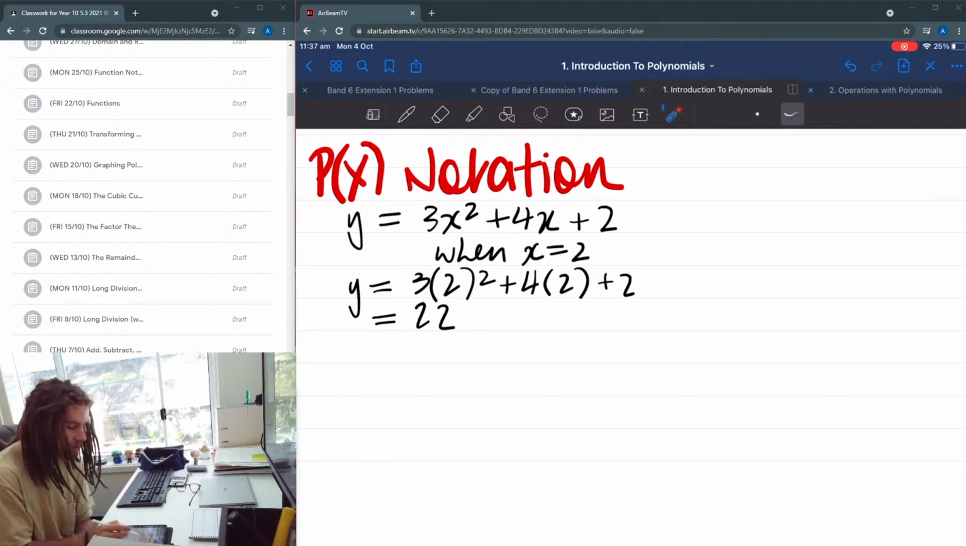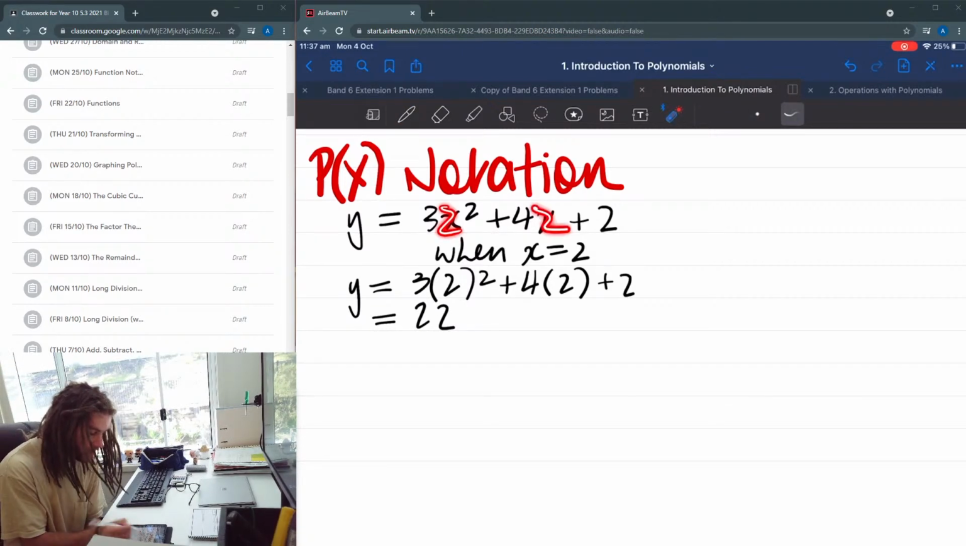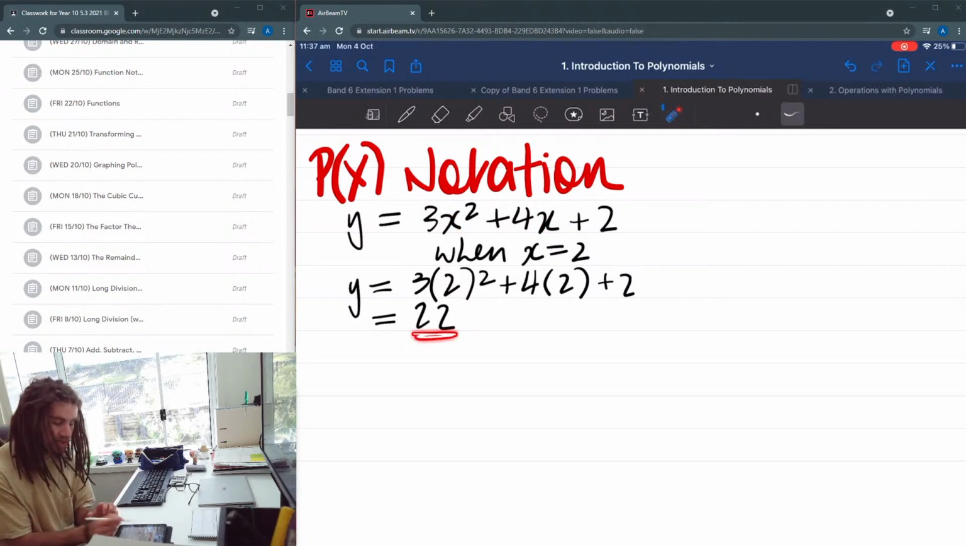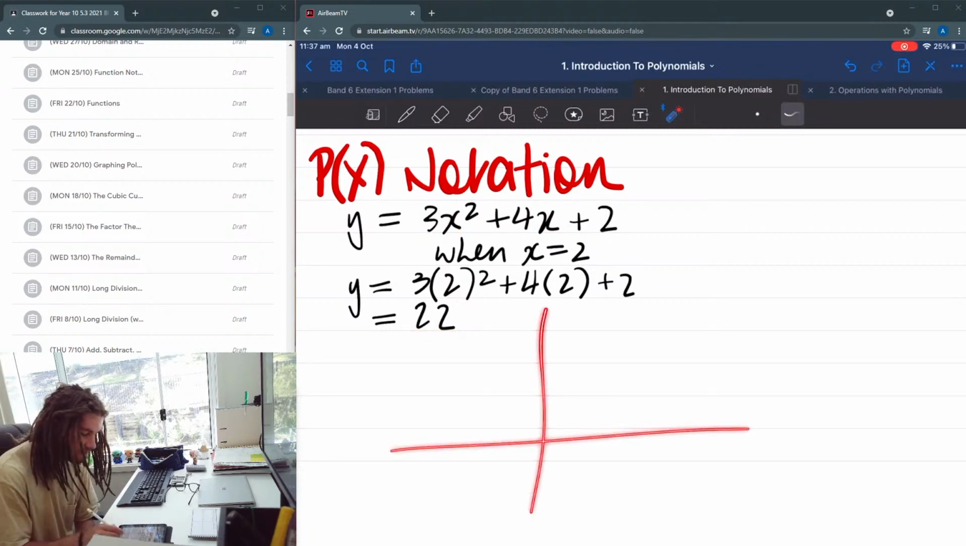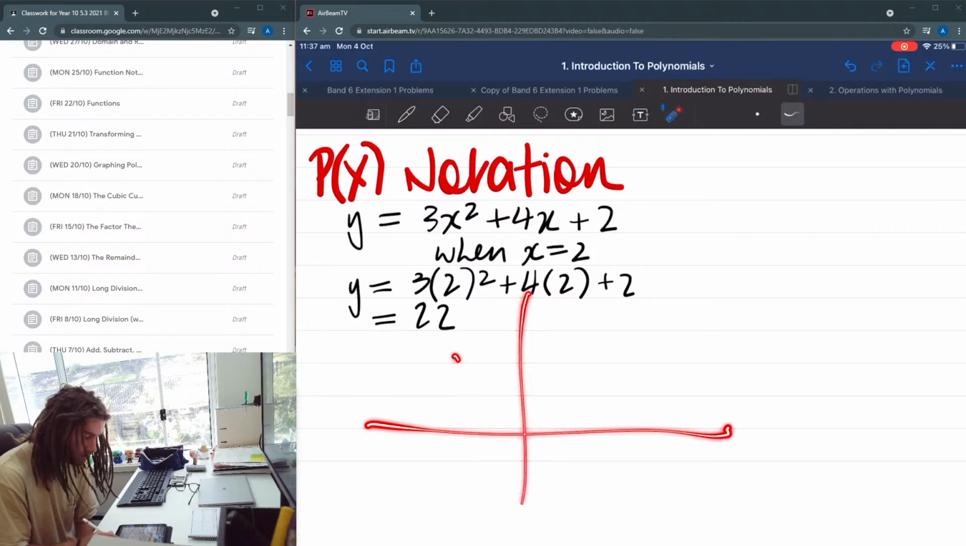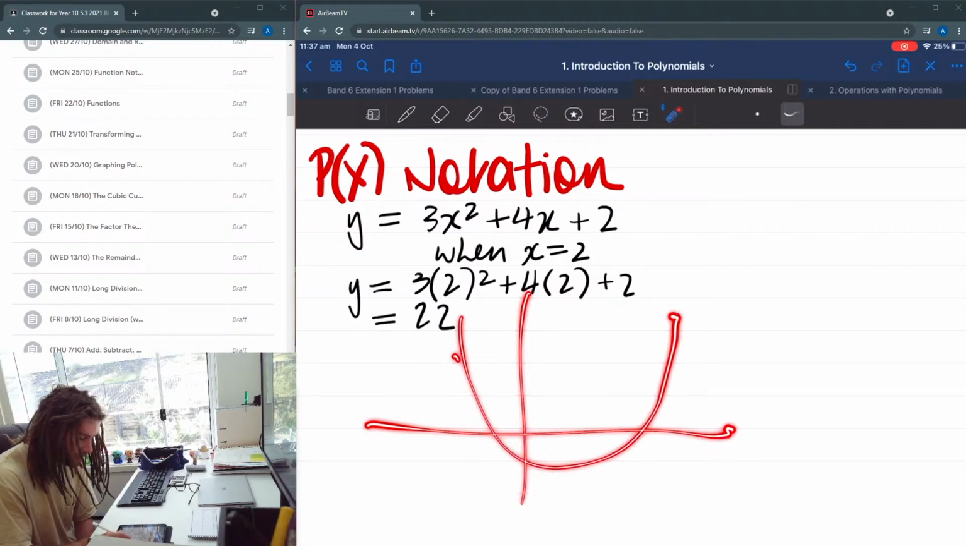Okay, so in other words, I put a 2 into here, and what happens? The output is 22. And if you think of the graph, I don't know what this thing looks like, it's a parabola, so it probably looks like this or something. When I figure out x equals 2, let's suppose x equals 2 is there, that's my input. What's my output? Well, my output's up here, which is 22.